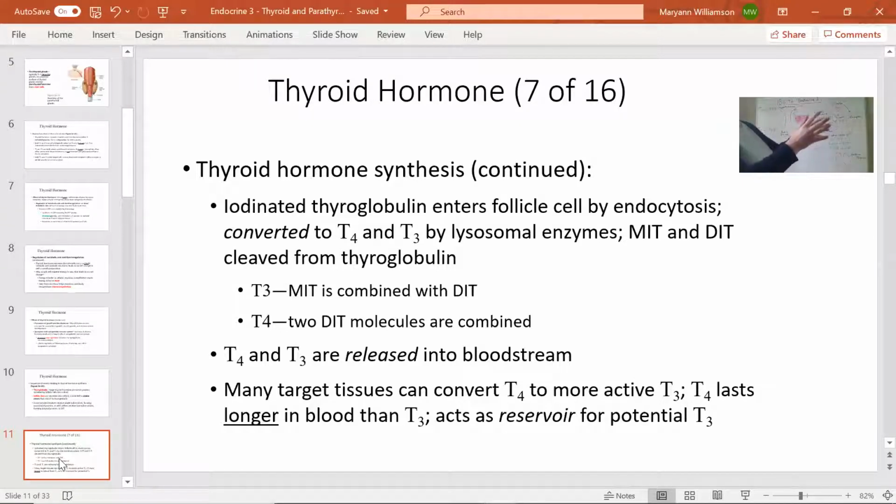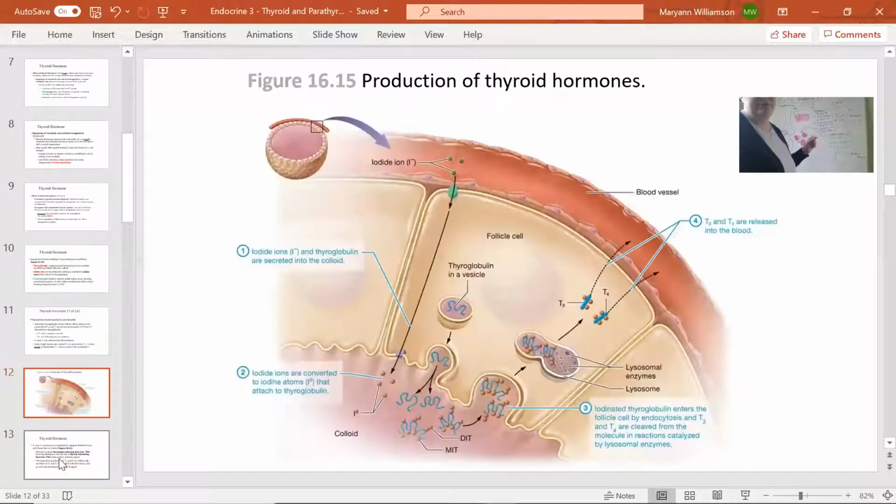Now these two can combine, the mono and the di. So what do you get? If you have a 1 plus 2, you're going to have what we call T3, right? Or if you have 2 diiodotyrosines combined, you're going to have T4. Remember, we talked about those already. Does that make sense? How you get T3 and how you get T4? 1 plus 2, 2 plus 2. All right. So T4 lasts longer than T3, but T3 is more active.